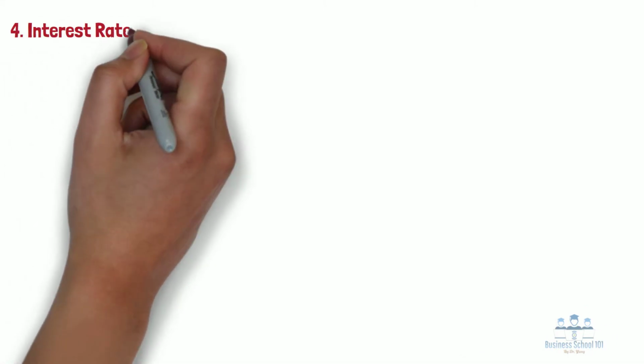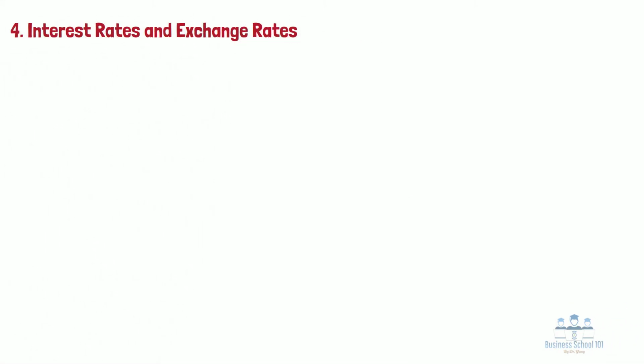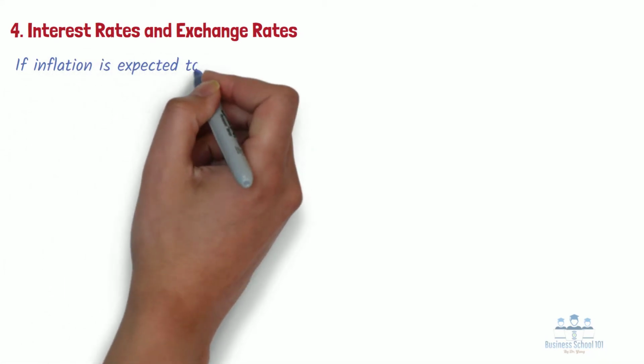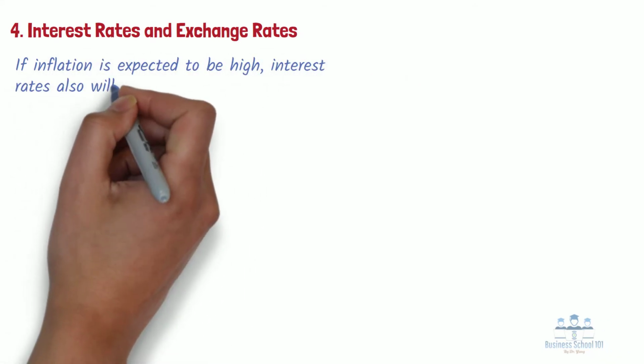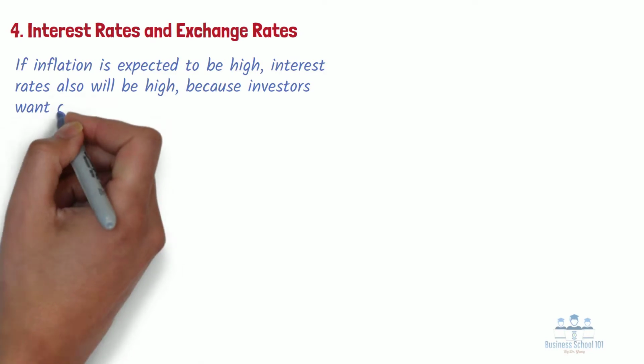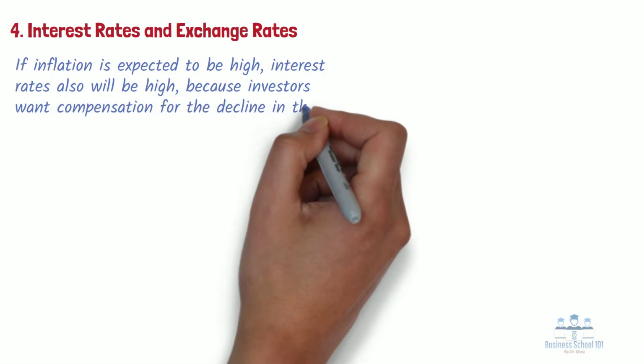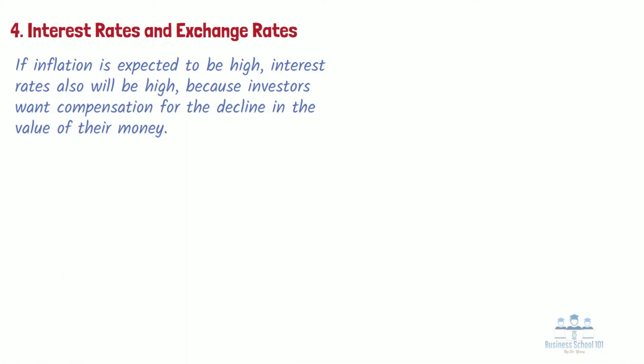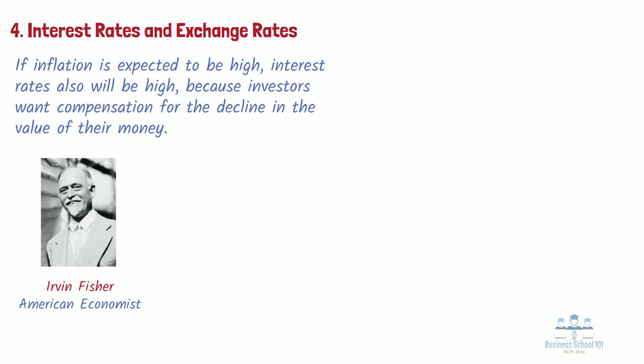Fourth, interest rates and exchange rates. Economic theory tells us that interest rates reflect expectations about likely future inflation rates. In countries where inflation is expected to be high, interest rates also will be high because investors want compensation for the decline in the value of their money. This relationship was first formalized by American economist Irving Fisher and is referred to as the Fisher effect.